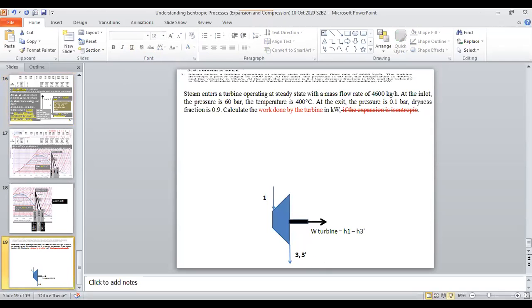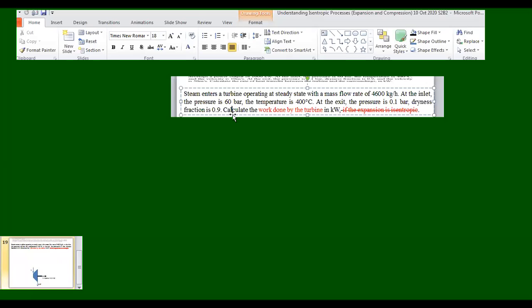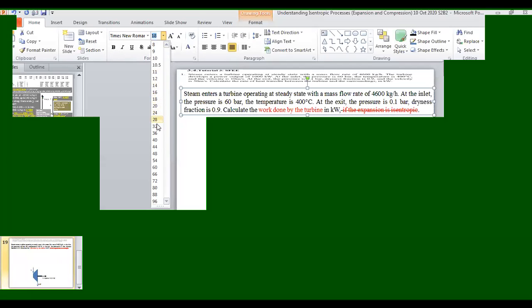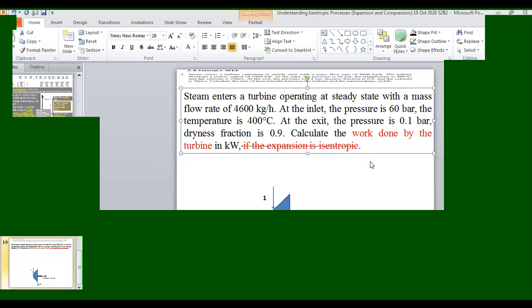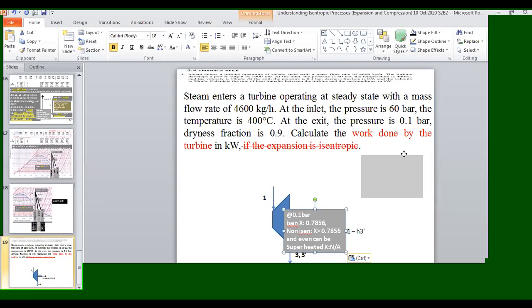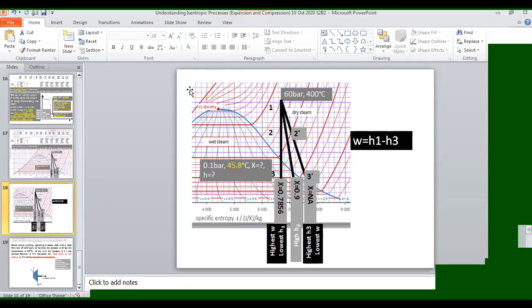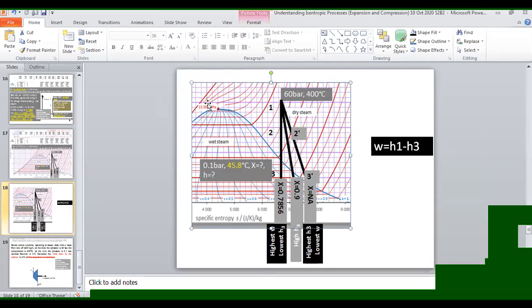See, 0.1 bar. So this is the question. We'll make it a little bit bigger. This is our finding. At 0.1 bar, isentropic is this. So you can see that. Non-isentropic means we have x value 0.9. So you have this.